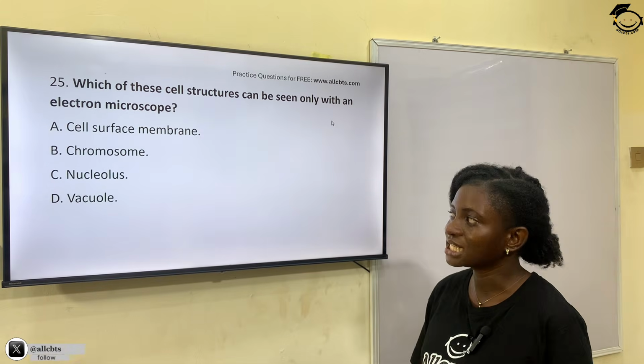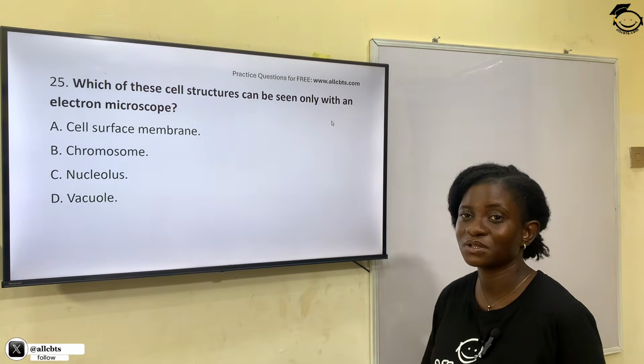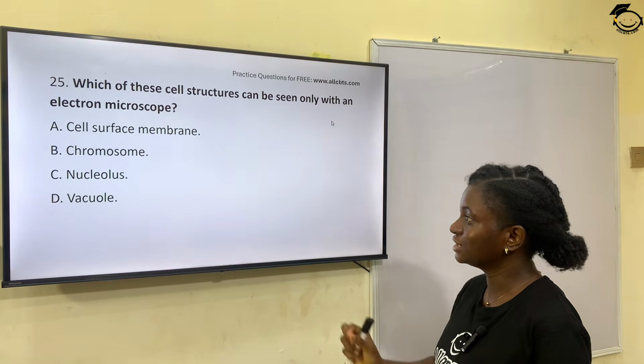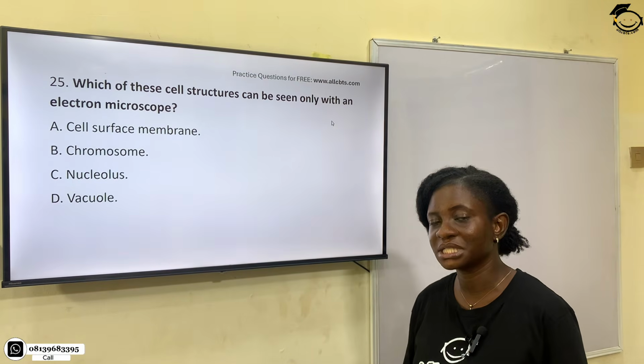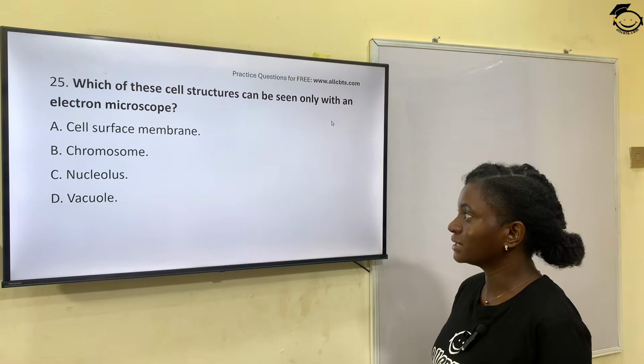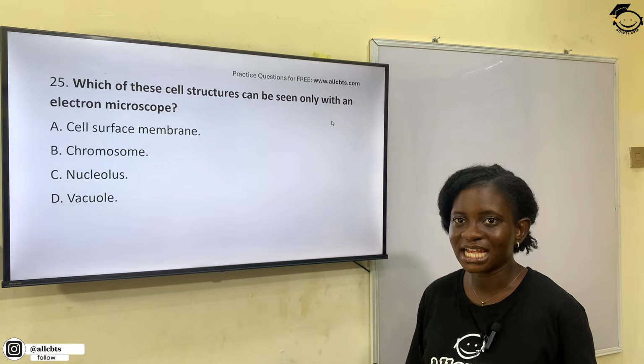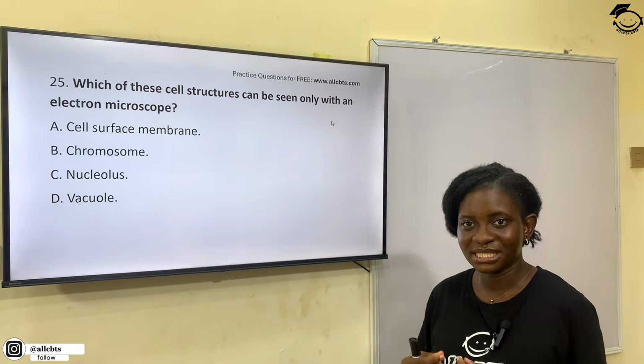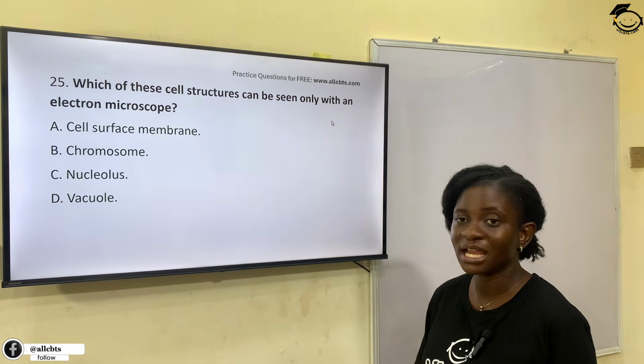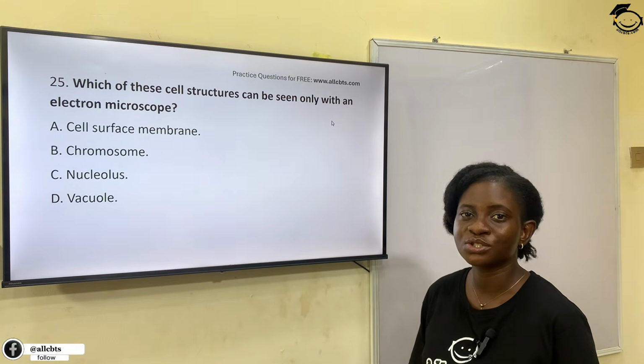The correct answer is the cell surface membrane because it is very thin, and the other options can be seen with the aid of a light microscope, but the cell surface membrane is very thin and can be seen very well with the use of an electron microscope. Question 26.